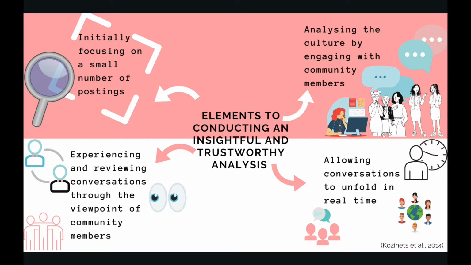The first consideration is to initially focus on a small number of postings in order to understand the culture of the online site. This guide aims to prevent community rejection, as similar to social situations, online gathering communities have histories, social structures, code of etiquettes, particular ways of speaking, and unique rituals and identities. The second element suggested is to analyse the culture by engaging with community members. Implementing this guide affords a deeper understanding and uncovering of findings.